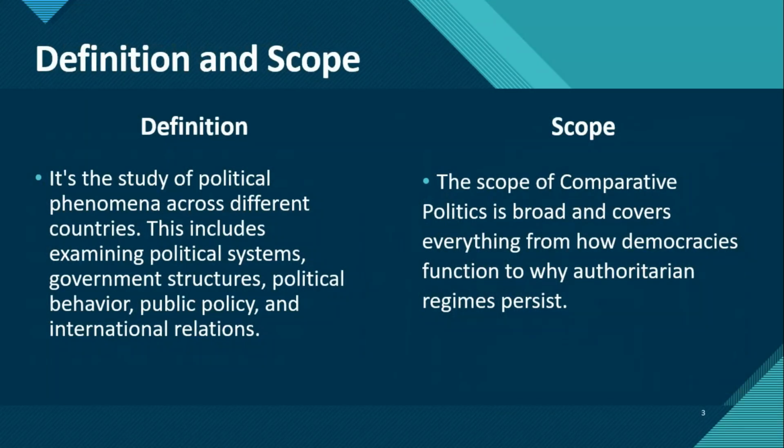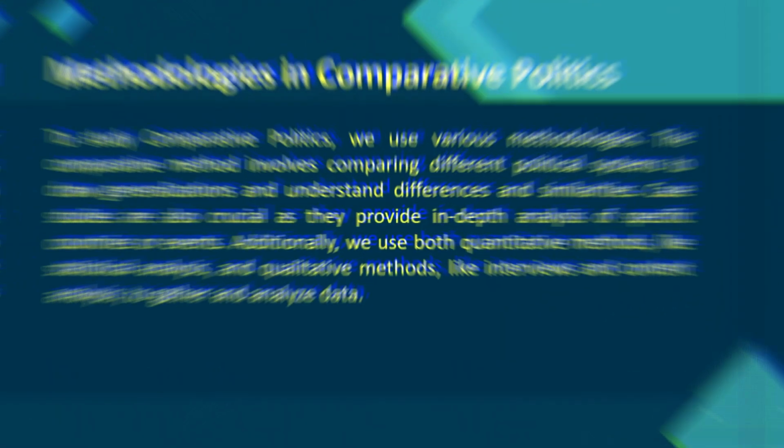Definition and scope. So, what exactly is comparative politics? In simple terms, it's the study of political phenomena across different countries. This includes examining political systems, government structures, political behavior, public policy, and international relations. The scope of comparative politics is broad and covers everything from how democracies function to why authoritarian regimes persist.